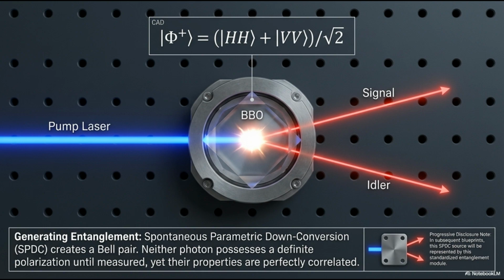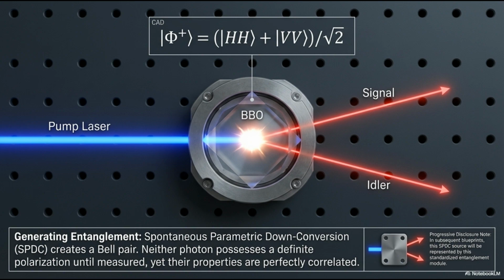By engineering the crystal phase-matching geometry, the signal and idler are produced in the polarization-entangled Bell state known as phi+, which equals the sum of ket HH and ket VV divided by √2. This state means that neither photon individually possesses a definite polarization. The two-photon system exists in a quantum superposition of both photons being horizontally polarized and both photons being vertically polarized simultaneously.